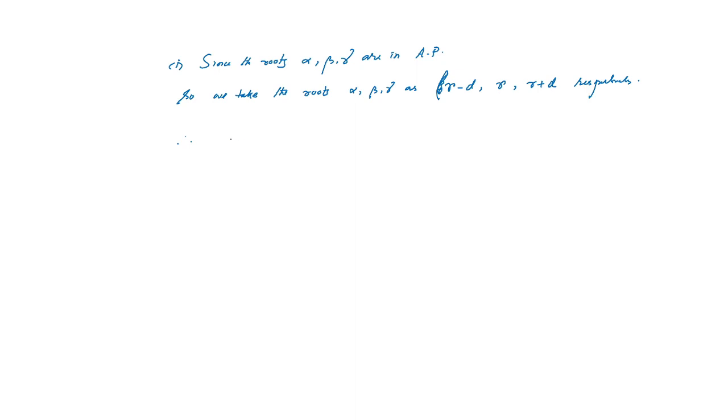So therefore, what do we write? We write r minus d plus r plus r plus d will be minus 3b by a. From that you can write 3r equals minus 3b by a. What is the value of r? r equals minus b by a. So this is double star.